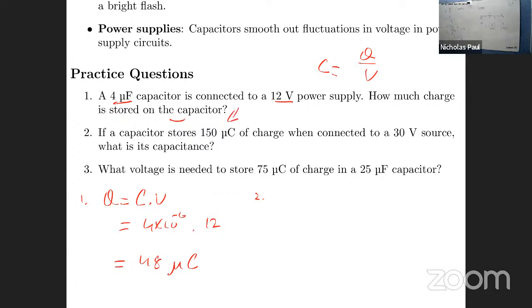Number 2, they give you a capacitance and they give you a voltage. Sorry, they give you a charge, my bad. So the capacitance is Q over V. That's 150 times 10 to the minus 6 all over 30. And I got 5 microfarads, yeah? Same thing, I just went micro, when you have the micro.